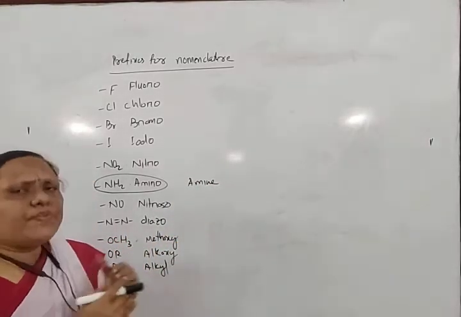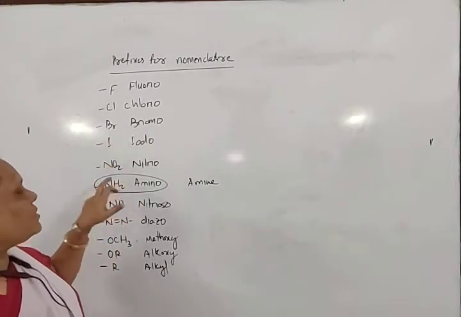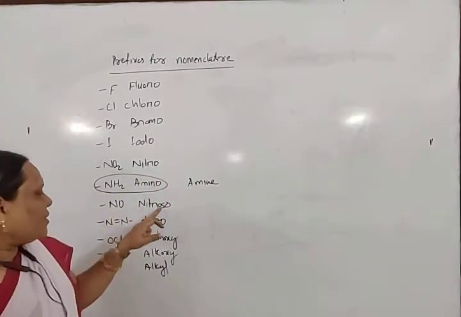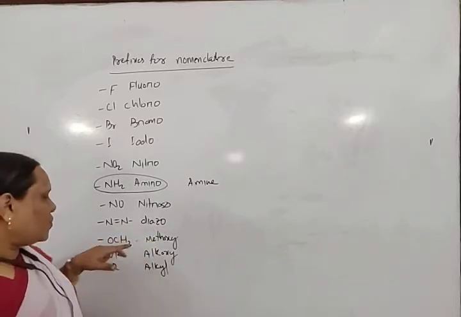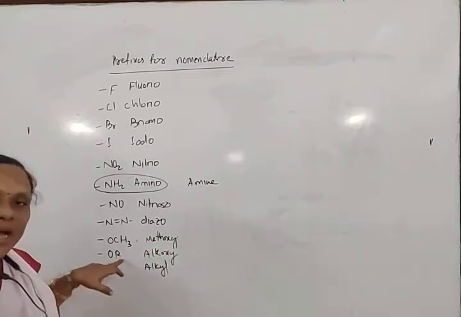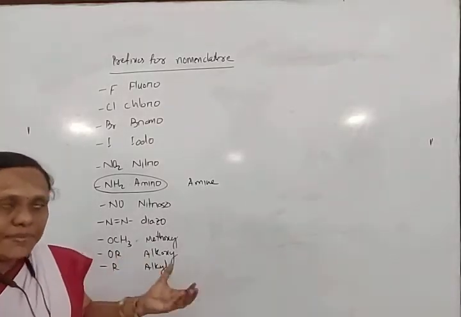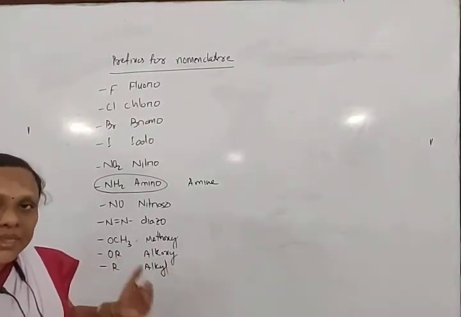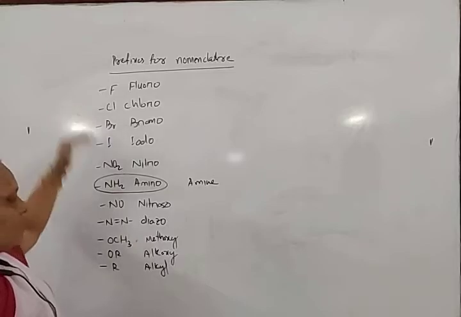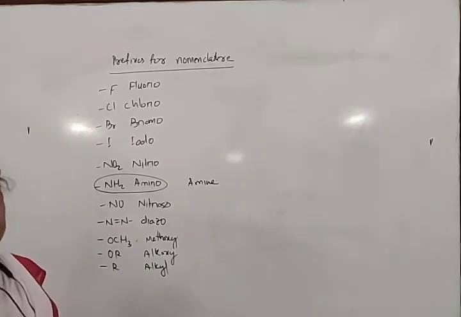Previously this amino group was considered a prefix, and nowadays it is also determined as a secondary suffix, the functional group. If more different groups are present, for this NH2 we can use the prefix amino. NO is nitroso, N double N is diazo, OCH3, methyl and oxygen, is methoxy, OR, alkyl and oxygen, is alkoxy. If any alkyl group is present, from an alkane with one hydrogen removed, that is known as an alkyl, like methyl, ethyl, propyl, butyl. For these functional groups, generally prefixes are used. Remember these, note them down.